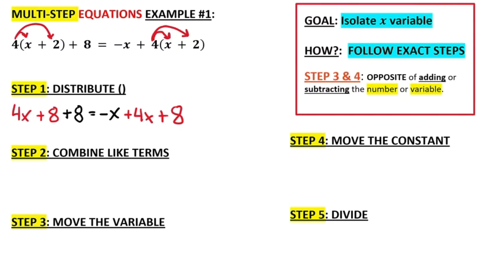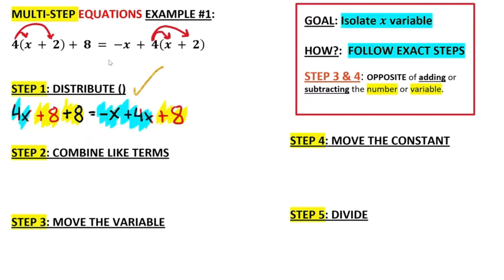Excellent. We've done step number 1, distributing. Step number 2, we're now going to combine the like terms. Let's see what we have. If we recall, a nice strategy is to color what we have, 4x. We have a negative x here and a plus 4x here. And from that, we can color the other terms in the other color.